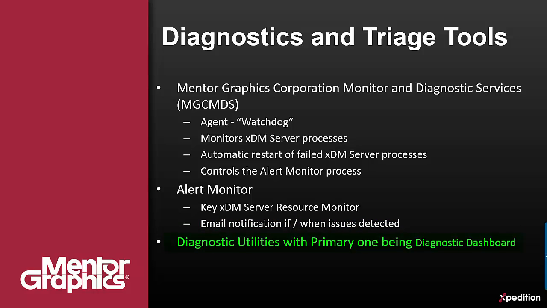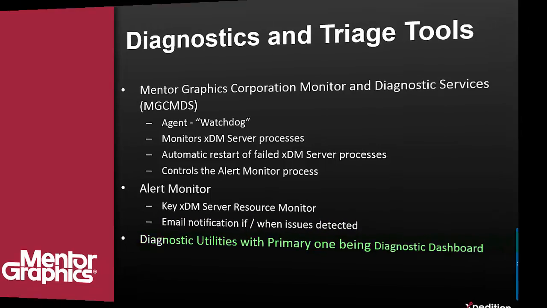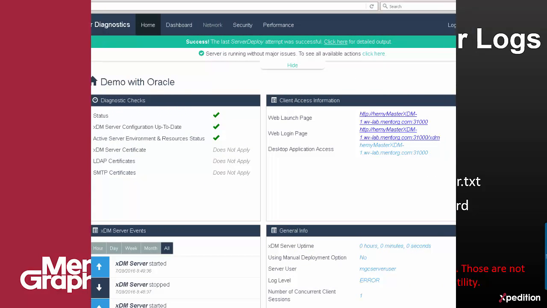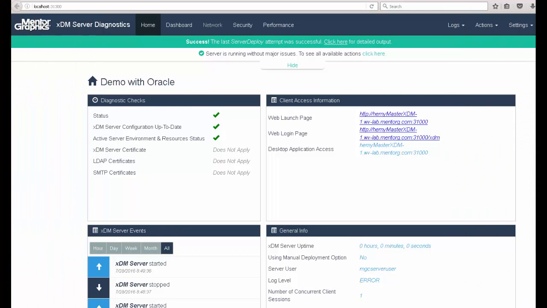There are a handful of diagnostics utilities available for you. The primary ones are the Diag Troubleshooter and the Diag Collect Logs, but the most recommended one for you to use is the Diag Dashboard. The Diagnostic Dashboard consolidates the functionality and the usage of mostly all other diagnostics utilities into a central user interface. The Diagnostic Dashboard is your gate to manage the XDM server and triage issues. We will return to the Diagnostics Dashboard shortly.